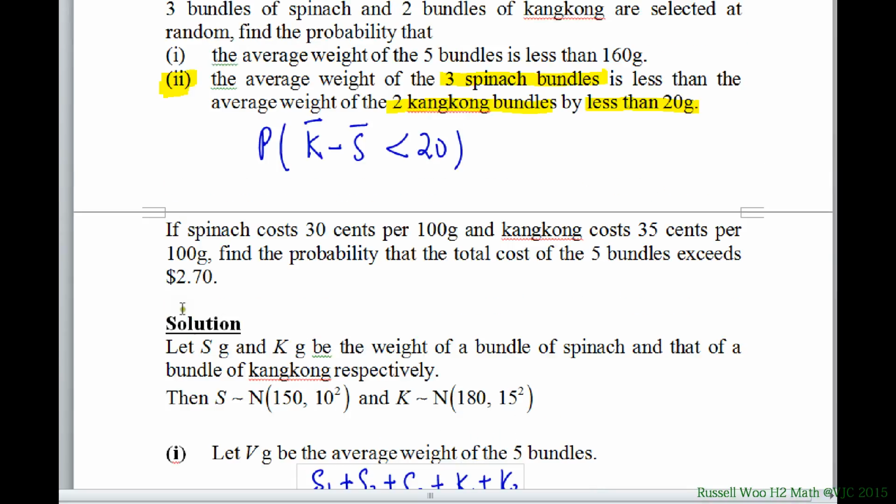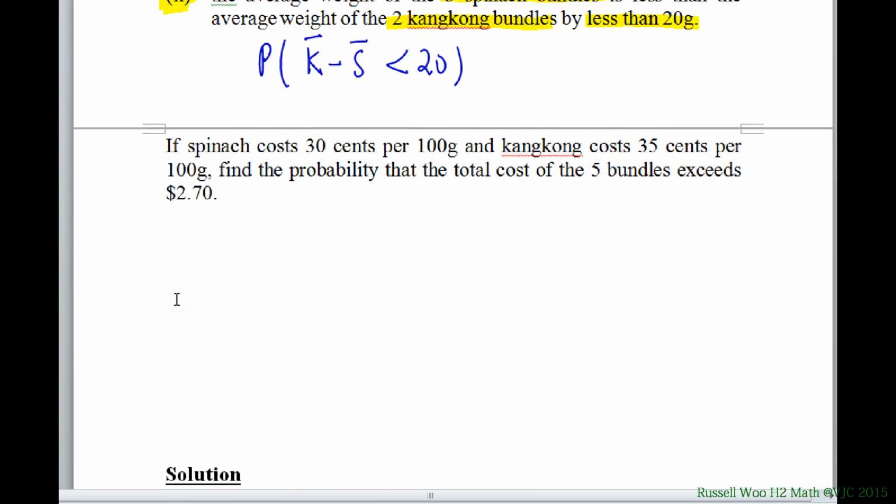Many of us again struggle with this type of question. Let's look here. Attention, please. Many of us don't know how to solve this kind. What is the probability that the total cost of 5 bundles exceeds 270? You actually want to find the probability that the total cost exceeds 270. Again, you want to find this, or you again want to find this, okay?